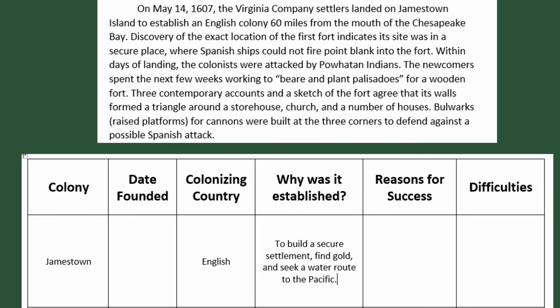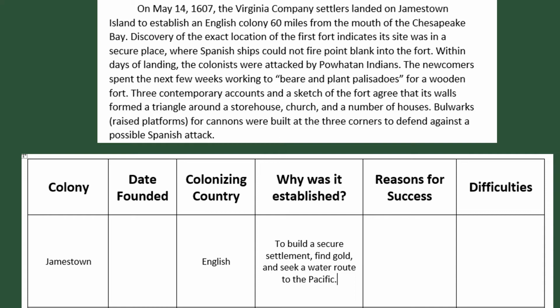Within days of landing, the colonists were attacked by Powhatan Indians. The newcomers spent the next few weeks working to bear and plant palisados, a wooden fort. 3 contemporary accounts and a sketch of the fort agree that its walls formed a triangle around a storehouse, church, and a number of houses. Bulwarks, raised platforms for cannons, were built at the 3 corners to defend against a possible Spanish attack.